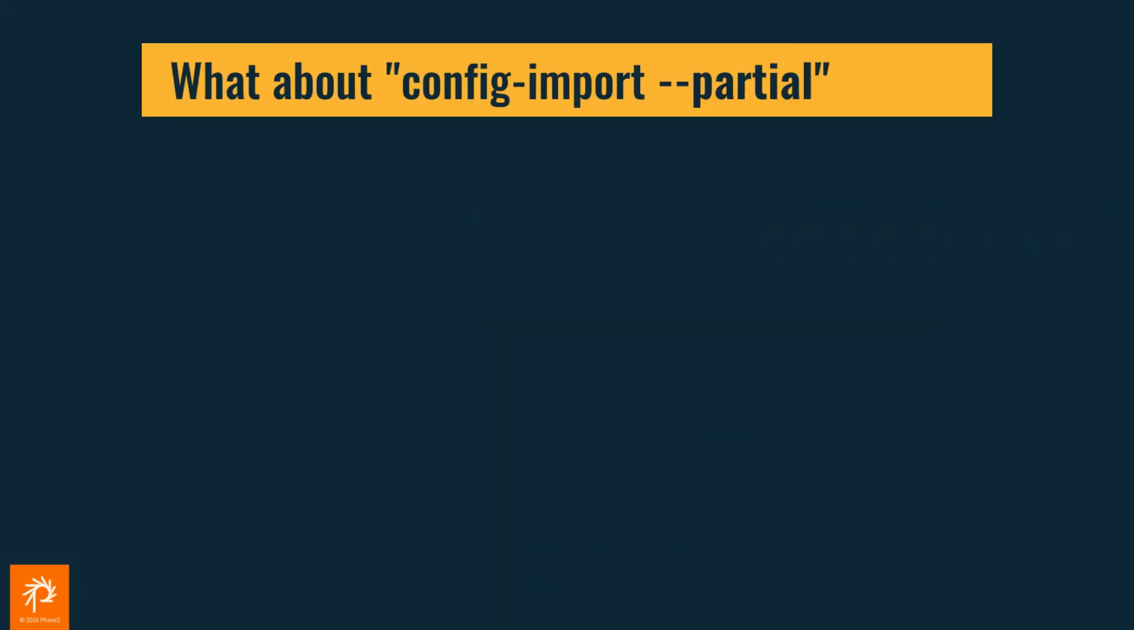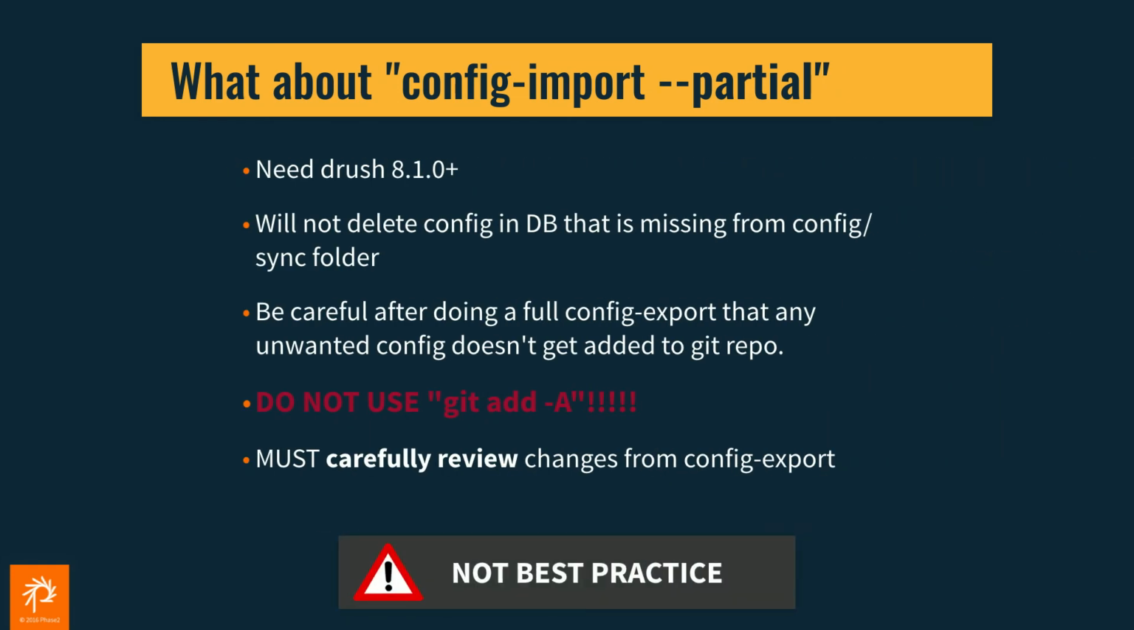So what is the partial option, and what does it do, and why should you be careful? So first of all, to even make partial work properly at all, make sure you have Drush 8.1.0 or greater. What partial is trying to do is get around this issue of deleting config. You probably don't want to accidentally delete stuff you're working on. Like maybe you're working on two tickets.